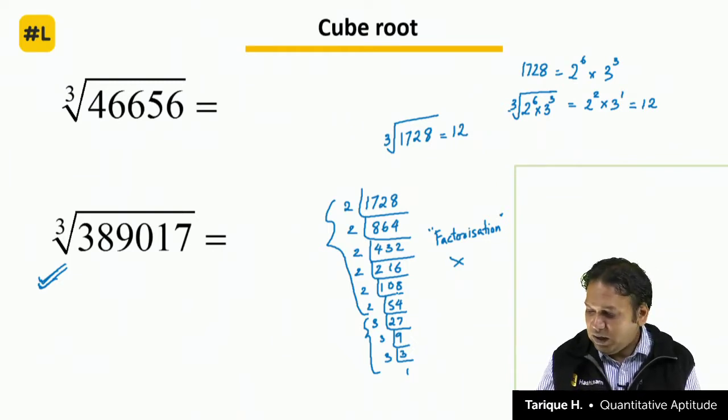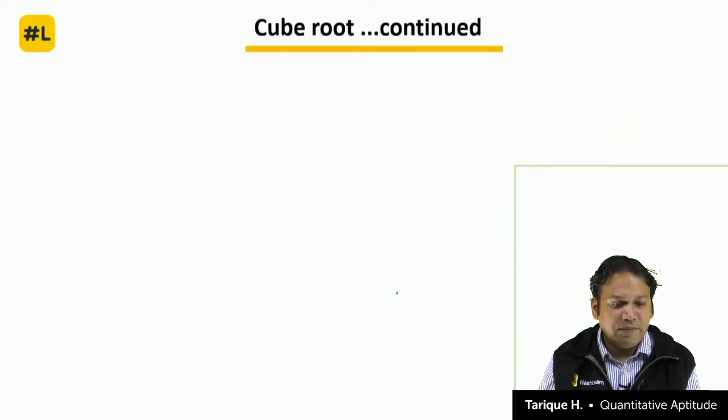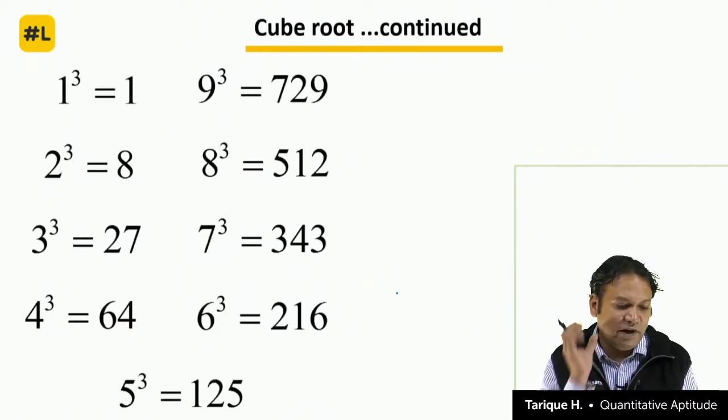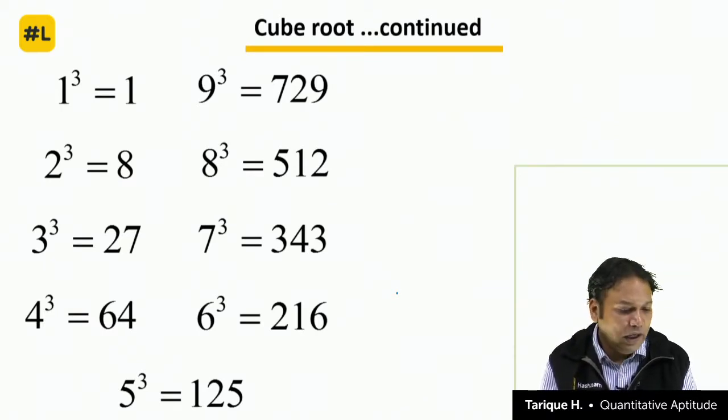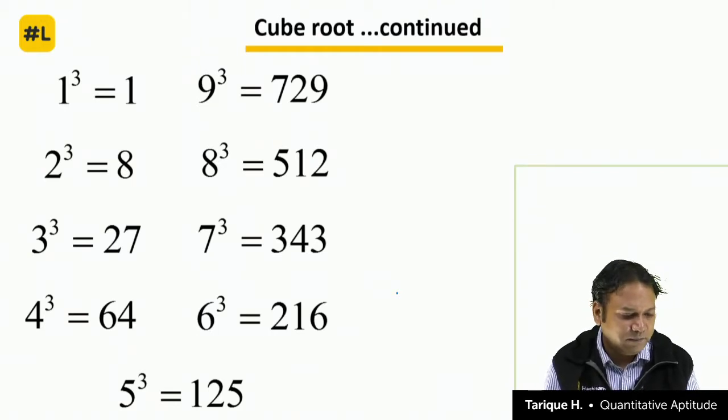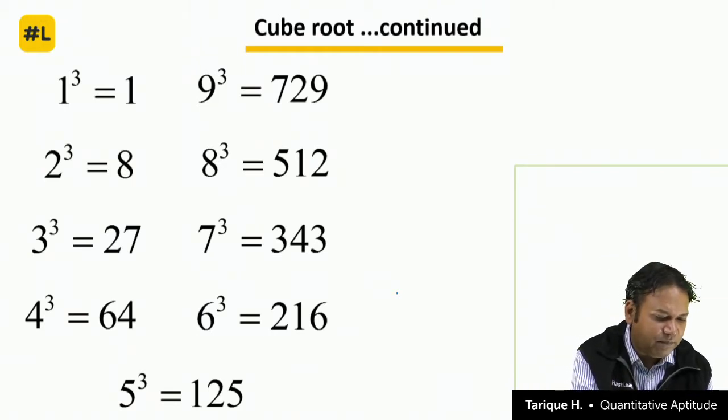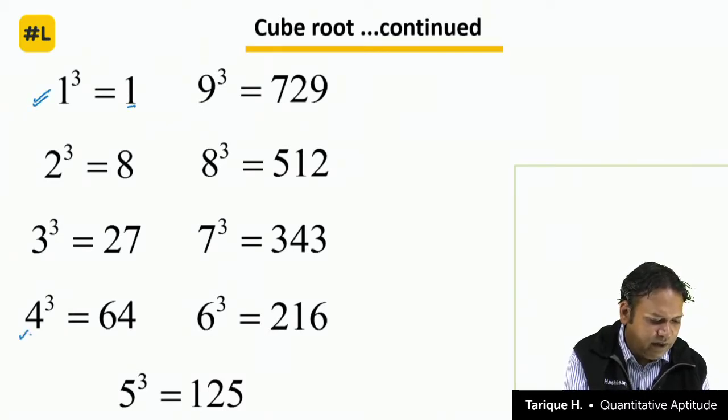So what we will do now is we will see the cube roots of numbers from 1 to 9. Again, just like we had square roots, we have squares of 1 to 9, cubes of 1 to 9. And we will make some important observations here. Something that you can see. Look at this number 1. 1 is ending in what? 1. 4 is ending in 4.